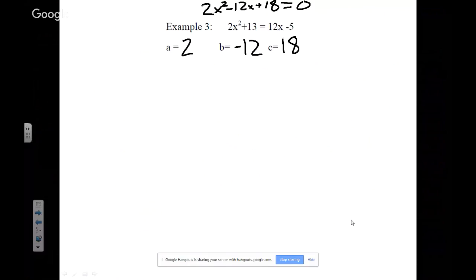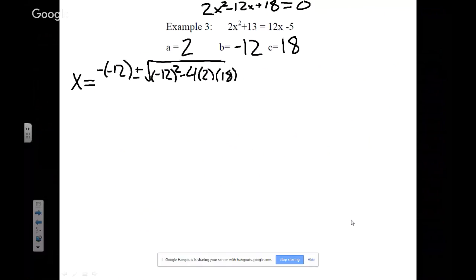So then it's just taking that and plugging it back into that quadratic formula. So negative b plus or minus the square root of b squared minus 4 times a times c, all divided by 2a.